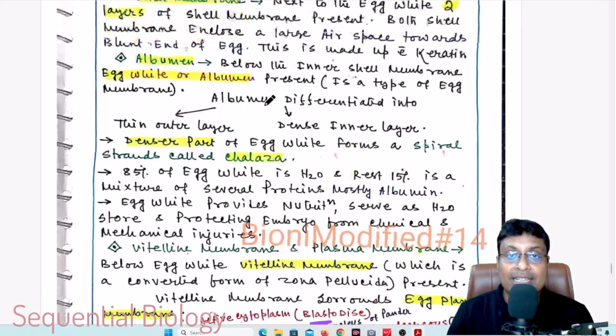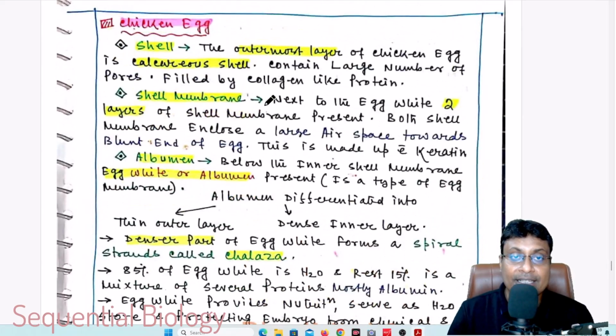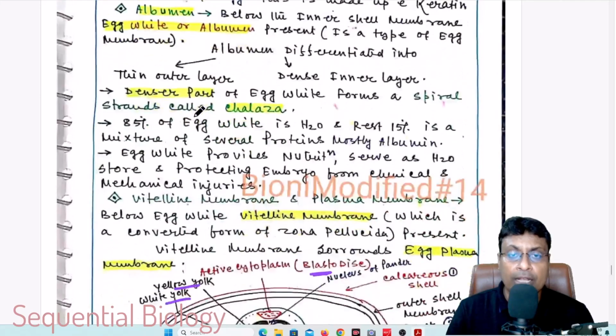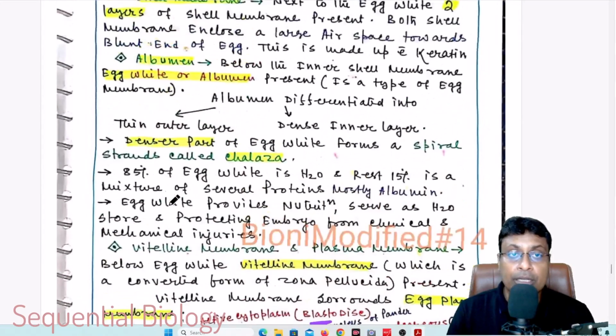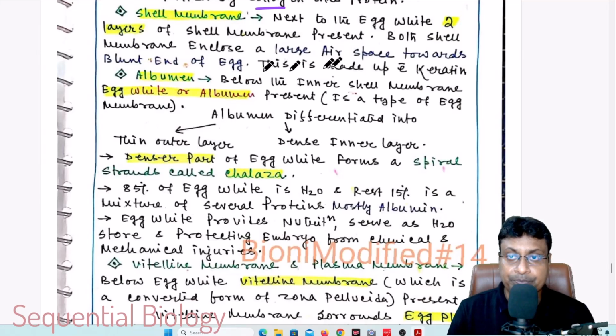Now we study the description of this chicken egg. So the shell, the outermost layer of the chicken egg, is a calcareous shell and contains a large number of pores filled by collagen-like protein. And next, the shell membrane next to the egg white, two layers of the shell membrane are present, and both shell membranes enclose a large air space towards the blunt end of the egg. Then this is the blunt end, and in this blunt end, a large air space is present in between the two shell membranes, right? And this is made up of keratin.